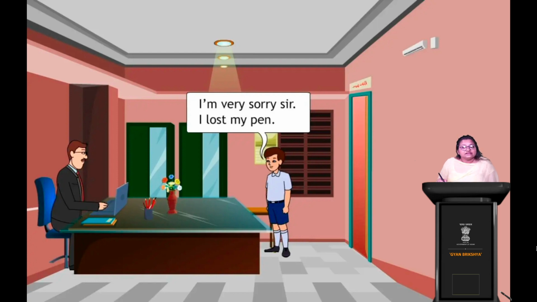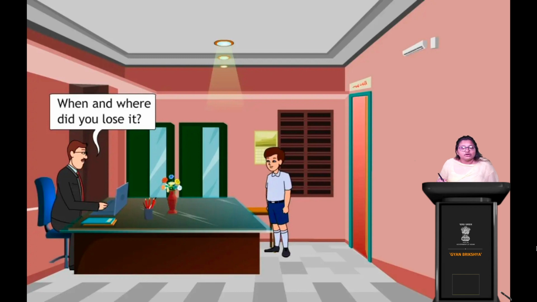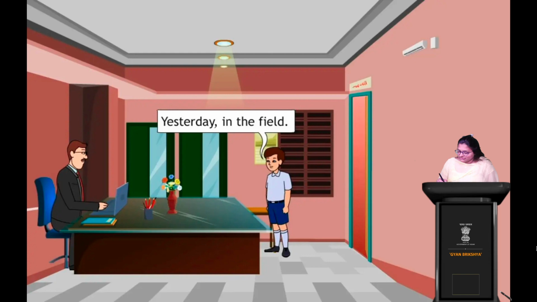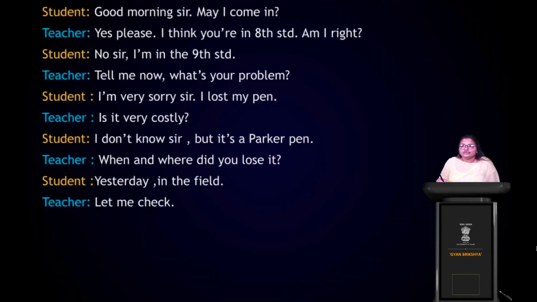Now the teacher asks, "Is it very costly?" He says, "I don't know, sir, but it's a Parker pen." Right? Okay. To this he says, "When and where did you lose it?" Okay, so when have you lost it, at which place and at what time? কখন এবং কোন সময় তোমার কলমটা হারিয়েছে? He says, "Yesterday in the field." Okay, so yesterday in the field. Now he says, "Let me check." Okay, let me check.